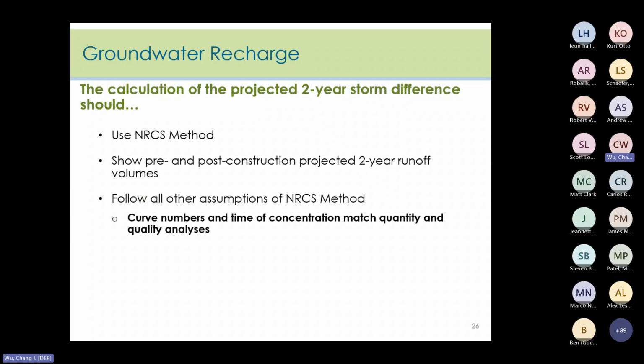Again, for the projected 2-year storm difference, you have to use the NRCS method and follow all the assumptions of the NRCS method: the curve number, time of concentration, and matching quantity and quality analysis. Often we see the CN numbers used in the calculation for groundwater recharge are not consistent with those CN numbers used in the calculation of the water quantity design storm. So just be sure that they are consistent throughout the design calculation.